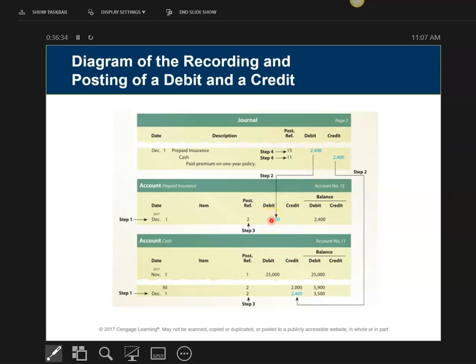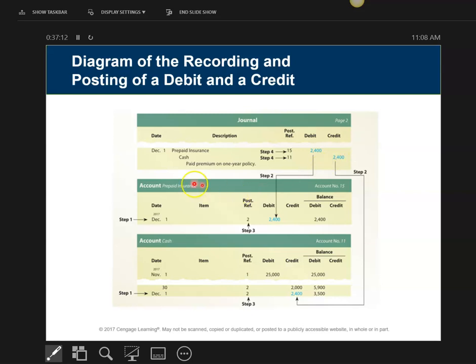Now, the balance in this account is whatever you have here, $2,400, debit side. This is where the normal balances come in. I didn't have any previous information in here, so I have a $2,400 debit balance. When I'm done, my very last step is to take the account number right here, number 15, and plug it back in the posting reference on the general journal. That way I know I'm done with this whole transaction for the first line only.